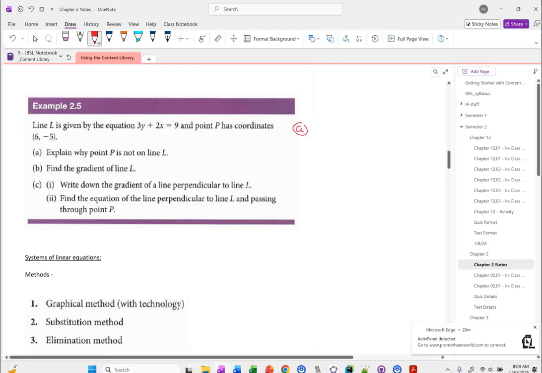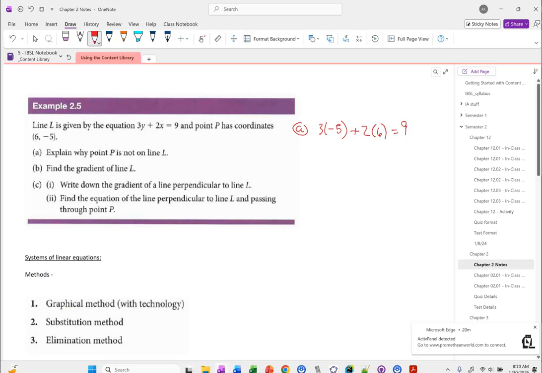So again, a point is a solution to this linear equation. If the point doesn't satisfy the equation, it isn't on the line, done. That's perfect. That's an explanation. Notice I didn't have to write any words to do that. That's pretty clean.